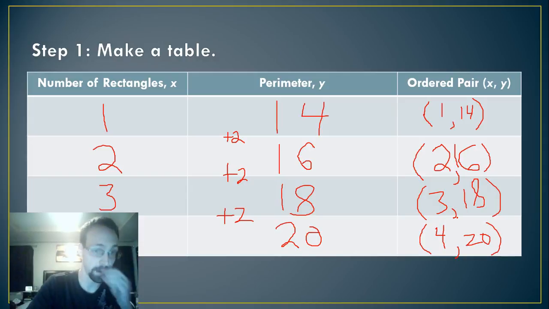There we go. Hopefully it's a little bit better. We're going to follow that pattern back to 0 rectangles. And this doesn't really make sense because we can't have a 0 rectangle that doesn't have a perimeter. But I want to find out when x is 0, because when x is 0, we can find our y-intercept.